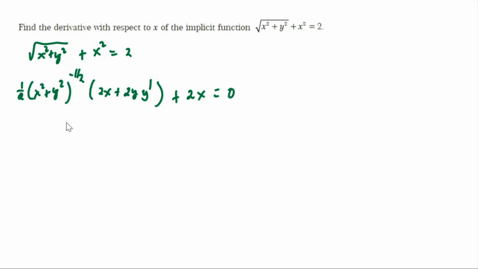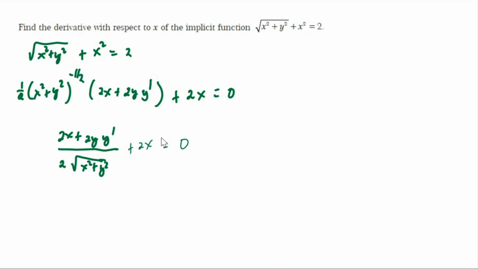Now multiplying this one, we can write now 2x plus 2y of y prime over 2 square root of x squared plus y squared. Because the quantity of x squared plus y squared to the power of negative 1 half can be written as the square root of x squared plus y squared. So I write here 2 as the coefficient of the radical because we have 1 half here. And then the second term will be positive 2x is equal to 0.